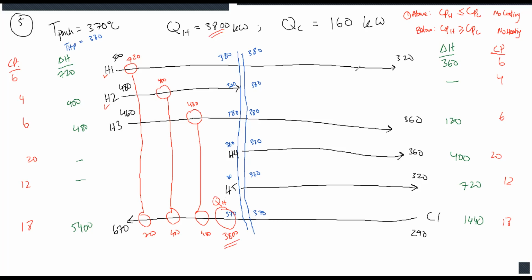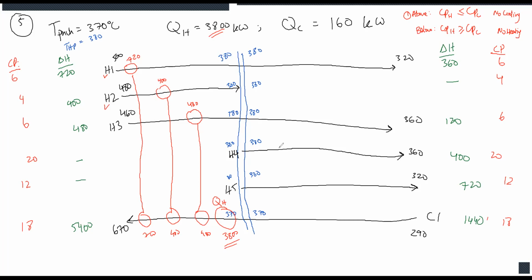Okay, let's go below the pinch. And let's have a look at our streams. So H1 has a CP of 6. So CP hot has to be greater than CP cold, right? So for the system below the pinch, CP hot has to be greater than CP cold. Okay, let's have a look here. And again, this is a similar type of problem. If I look at my streams, 6, 6, 20, 12, 18.